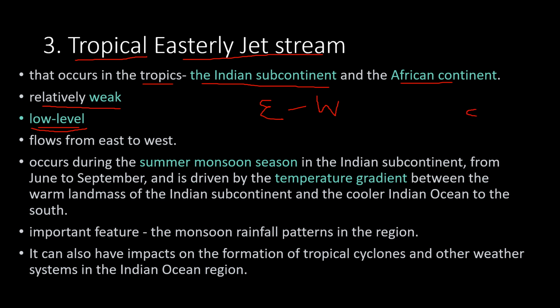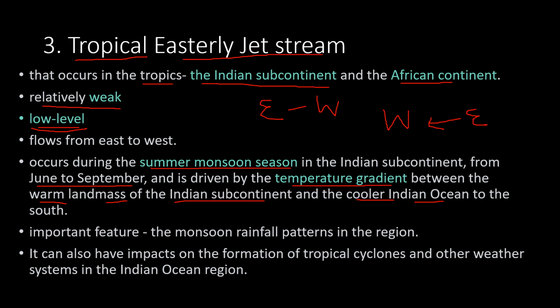That means east to west. So these are winds blowing from east to west. They occur during the summer monsoon season in the Indian subcontinent, from the months of June to September. They are driven by the temperature difference between the warm landmass of the Indian subcontinent and the cooler Indian Ocean to the south.